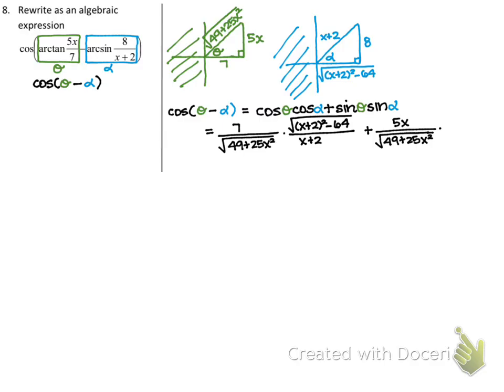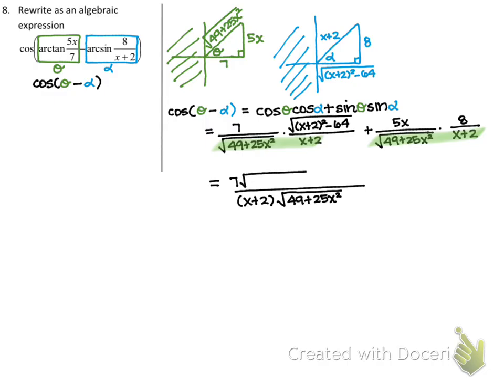Okay, now go back to blue, so go to alpha. And I want to do sine. Well, sine is going to be 8 over x plus 2. If we did this correctly, the denominators, when you multiply, are going to be the same. So we can just kind of push this all together. So my denominator, I'm going to have an x plus 2. I'm going to put it in front so I don't accidentally slide it inside the square root where it does not belong. 49 plus 25x squared.